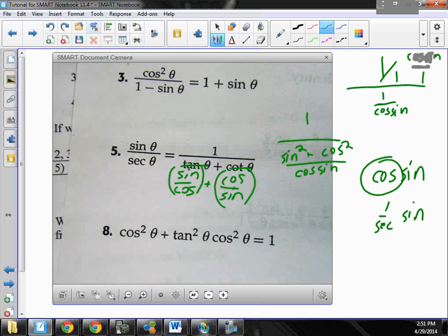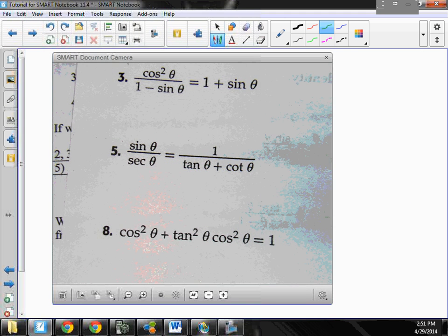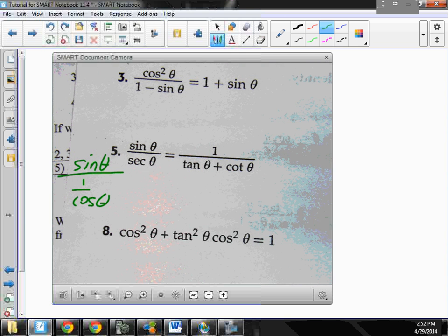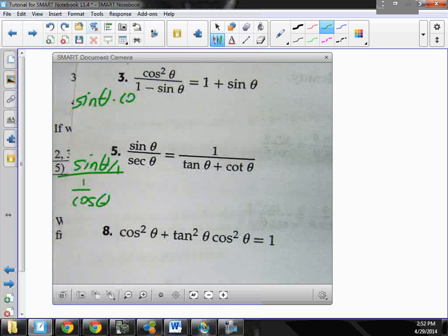So let's try to do the other side. Sine of theta over 1 over cosine of theta. So I can put the sine over 1 and invert and multiply. So I have sine of theta times cosine of theta. Oh, yeah, the right side's a lot easier. That left side is kind of messy.